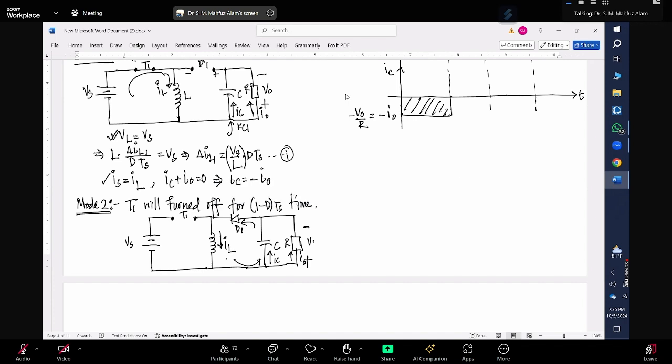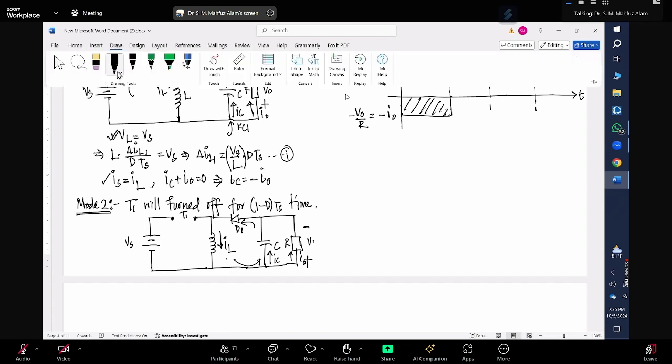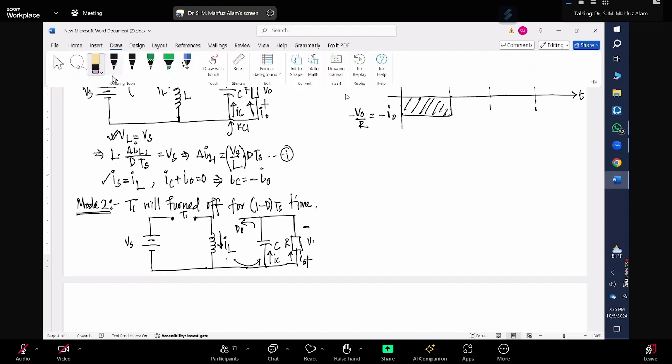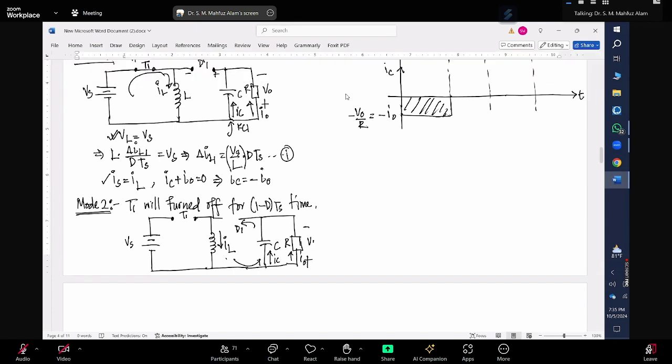So in this case, the inductor current will force the diode to turn on. So what we can write here, instead of the diode, since the diode is operating, we can choose the diode like a short circuit path. Any question?